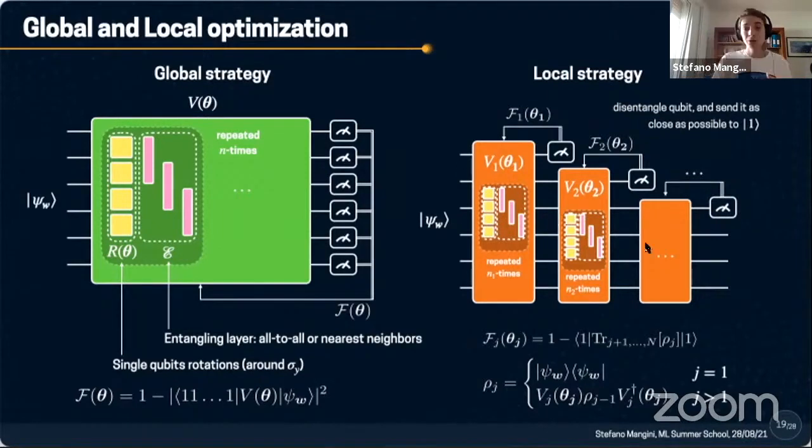So you can see that the main difference between these two approaches is that you have either a global unitary and a global cost function, or these unitaries which always act on a subset of qubits and also have this kind of local cost function, which is one qubit.